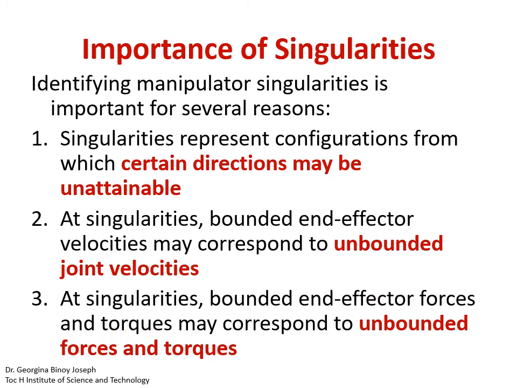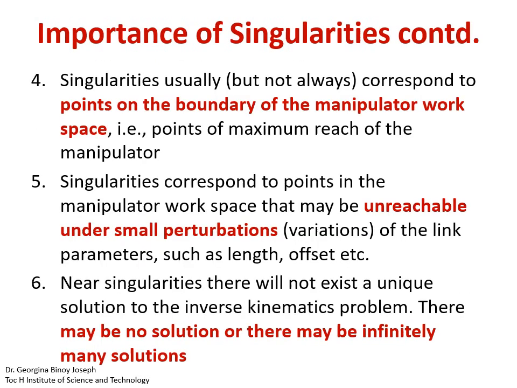The next slide, in the next lectures, we will be talking about dynamics of robots. So there we will be talking about forces and torques. To attain a certain desired end effector force or torque, when we try to find out what should be the forces and torques at the actuators of the joints, we will find that bounded or finite end effector forces and torques may correspond to unbounded or rapidly increasing forces and torques, which are again physically unattainable.